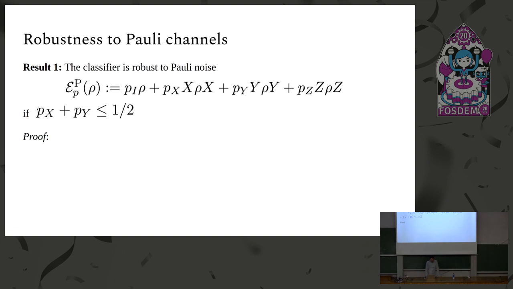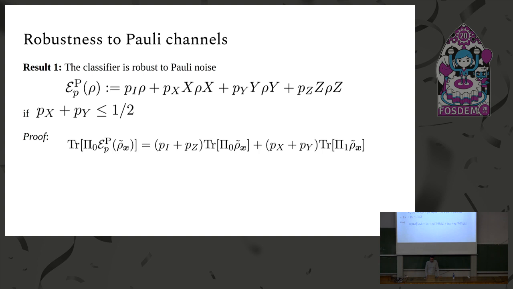Okay, so what's interesting is we can show that this classifier that we defined, this quantum neural network classifier, is robust to Pauli noise if this condition here is satisfied: the probability of a bit flip and the probability of a bit phase flip is less than or equal to a half. So I debated whether or not to go through the proof, but it's actually very simple, and just to give you an idea of how to show this, I thought I would.